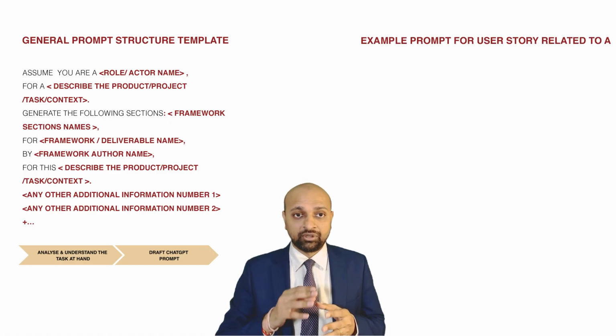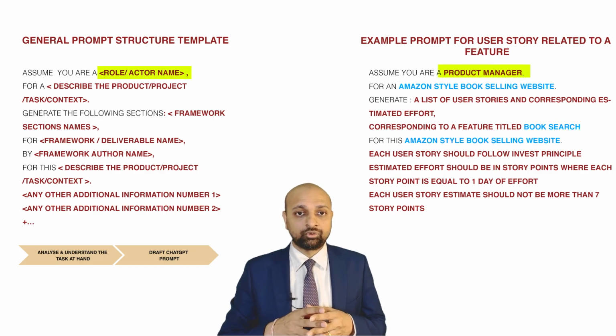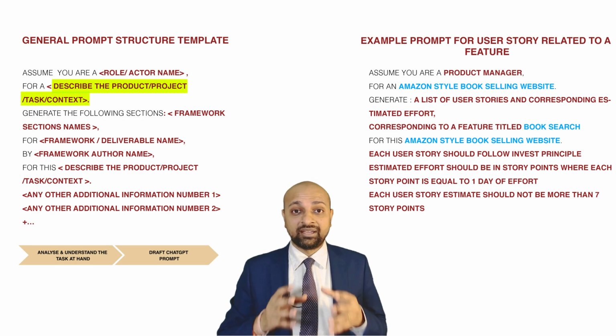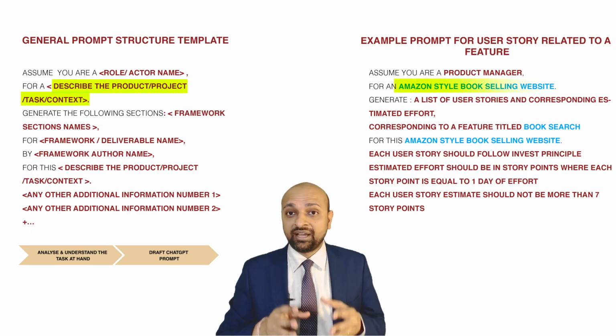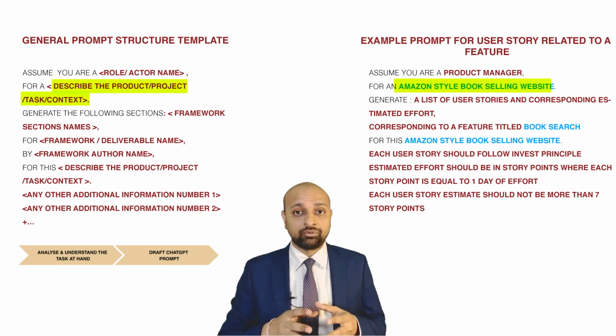In the first step, what I've done is asked ChatGPT to assume the role of a product manager, because product managers tend to do this kind of work. Product managers or product owners typically identify and write the user stories within a feature. The next step in the prompt is describing the project or product at hand. In this particular case, we are writing this feature for an Amazon-style book-selling website. Providing this context helps ChatGPT generate more relevant outputs.